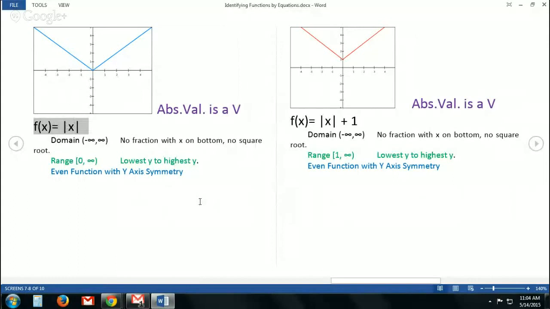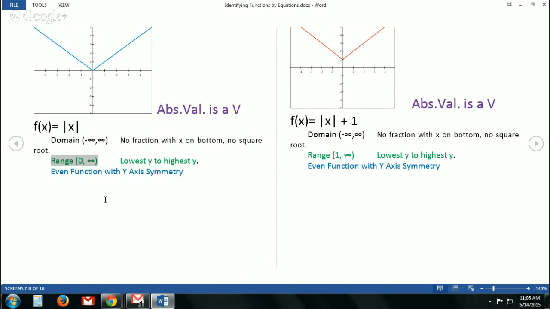When you look to determine what the domain is, do you have a fraction or a square root? You don't. So the domain is from negative infinity to positive infinity. The range of this, the lowest y is here at 0, and it goes forever up, so the range is from 0 to infinity. The bracket there with 0 says that there's a spot on our picture where the y value is actually 0.